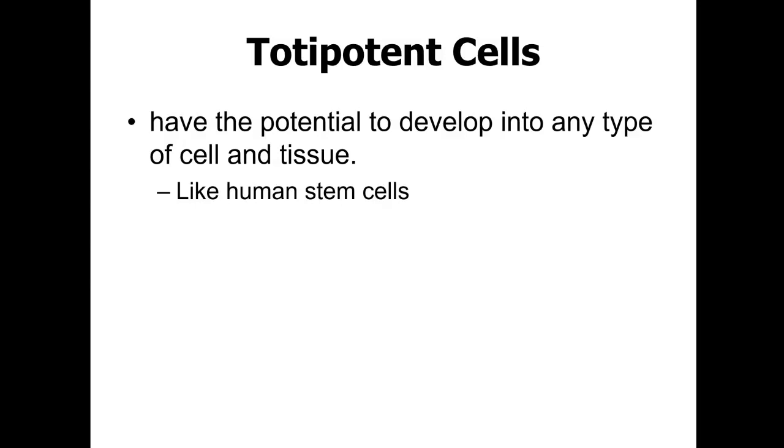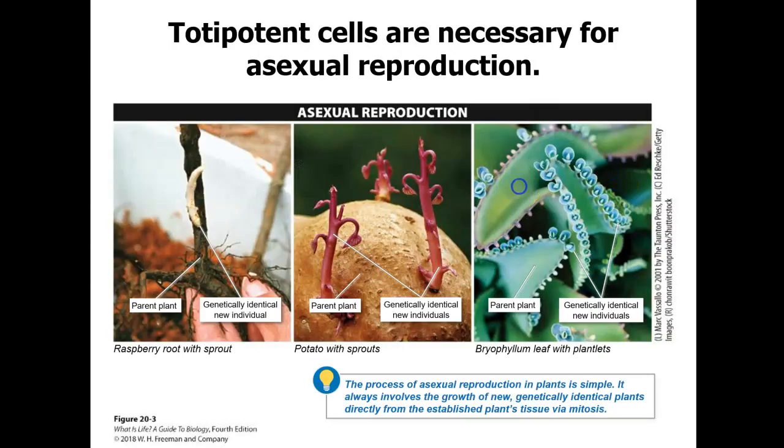Totipotent cells are going to be important. They're going to have the potential to develop into any type of cell and tissue. These are going to be like human stem cells. So these types of cells are going to be what you would refer to probably as the plant stem cell. So looking here, these totipotent cells that we see are going to be very important and necessary for asexual reproduction.